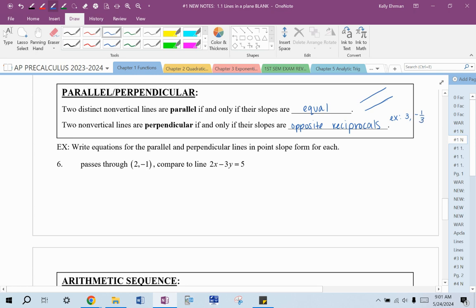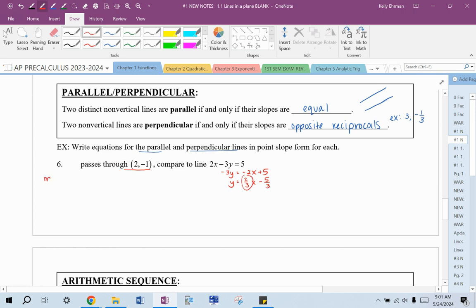So write equations for the parallel and perpendicular lines in point slope form. We're just going to do one problem here. We want our line to pass through this point, and we want one parallel and another perpendicular to this line. So the first thing I need to know is what is the slope of this line? I like to get this into slope intercept form. Subtract 2x, divide by negative 3, just to see what the slope is. So negative 2 divided by negative 3 is positive 2/3. Y-intercept would be negative 5/3. We don't care about that. It's this slope right here that we care about.